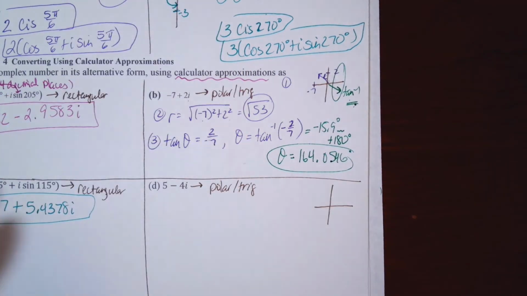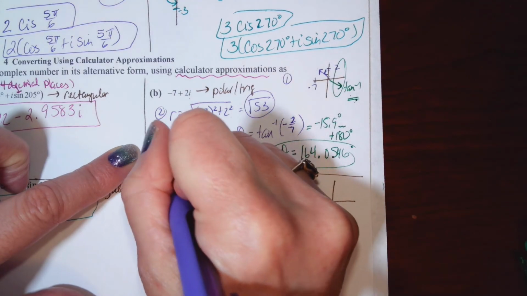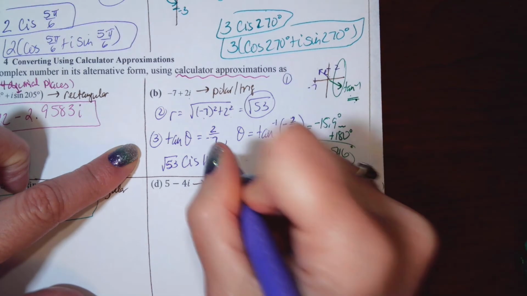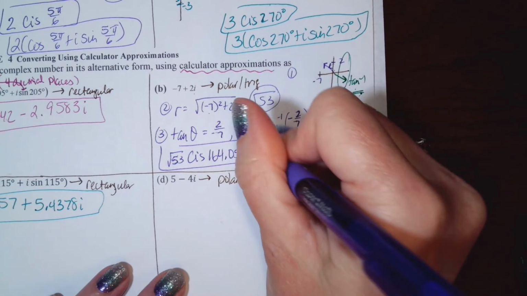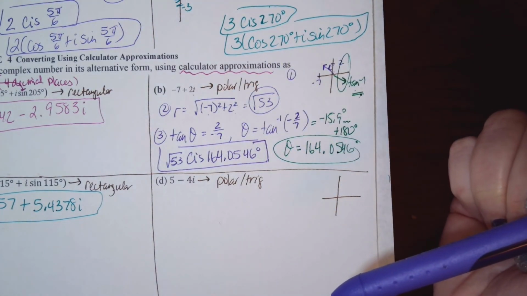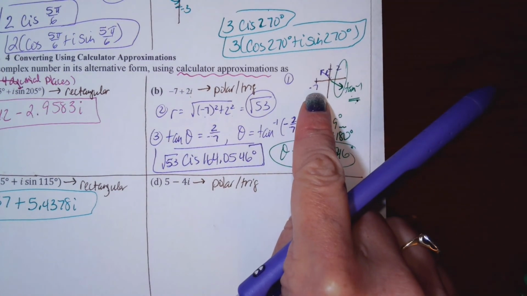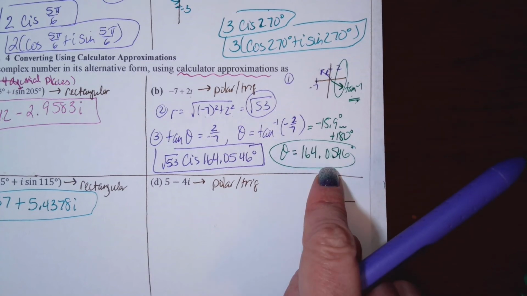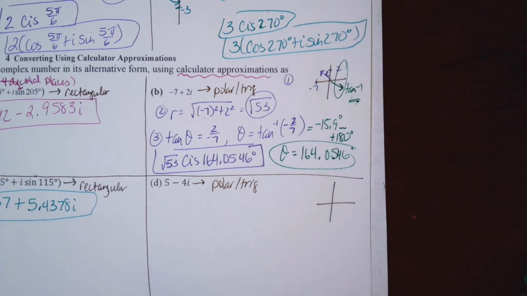Okay, we have everything we need. R CIS theta, where R is square root 53, CIS, and then my angle theta is 164.0546 degrees. There's my polar or trig form for this angle that I started out with in rectangular form. Now notice that if I hadn't sketched my angle, I would not have known that I needed to move this around. Is this an angle that lives in quadrant 2? Absolutely. Quadrant 2 is between 90 and 180.